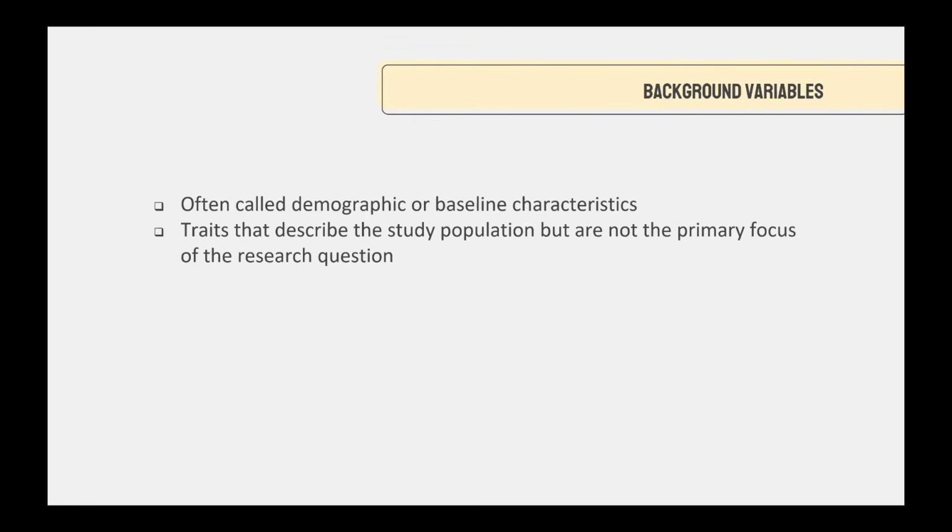For background variables, these are often called demographic or baseline characteristics, such as age, sex, or employment status, etc. These are traits that describe the study population but are not the primary focus of the research question.